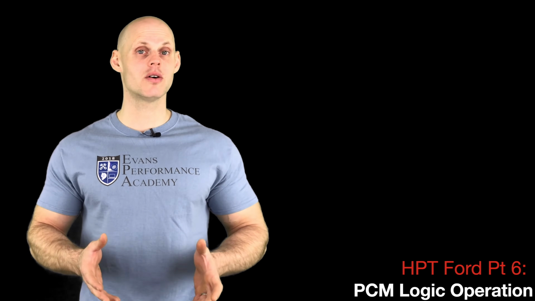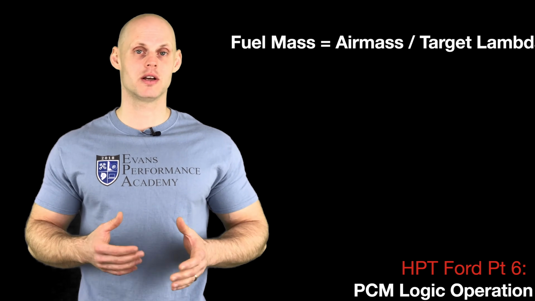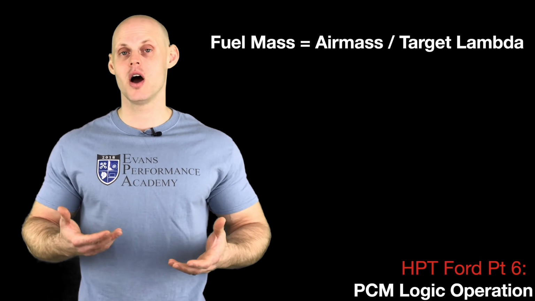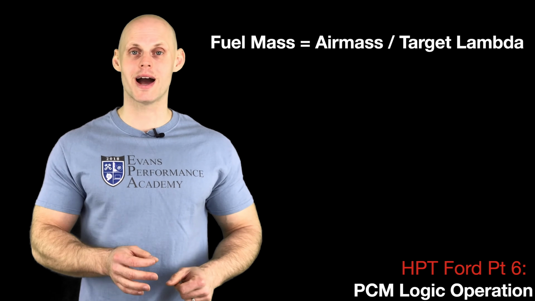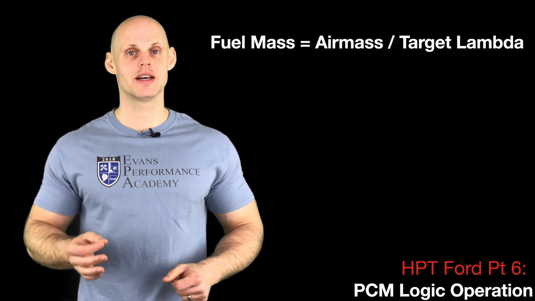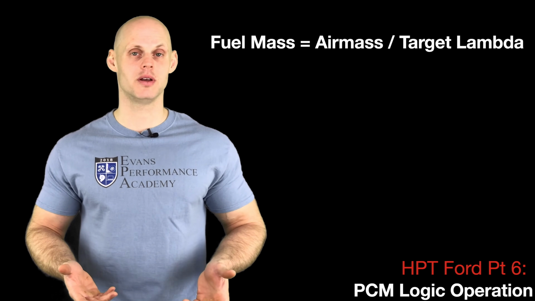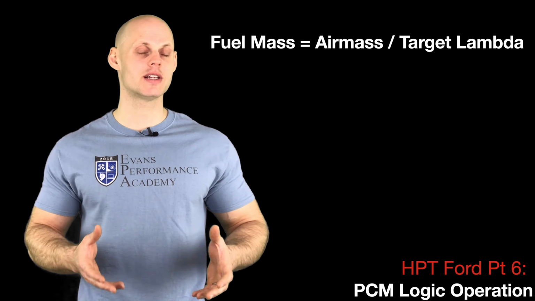Now we have a fundamental underlying equation on this particular PCM of how everything's going to be calculated for fuel and spark timings, particularly our fuel, which is going to be: fuel mass is equal to air mass divided by target air fuel. Now I'm talking about fuel mass and air mass. That might be something that you're not familiar with. Let's break this down a little bit further.